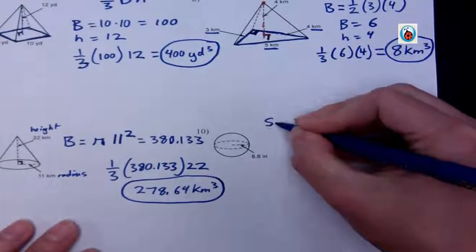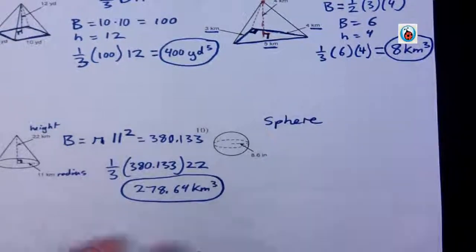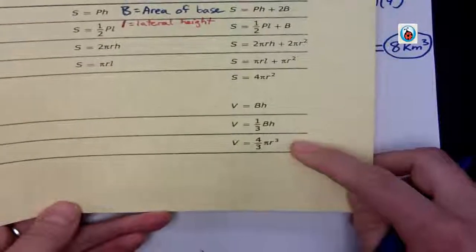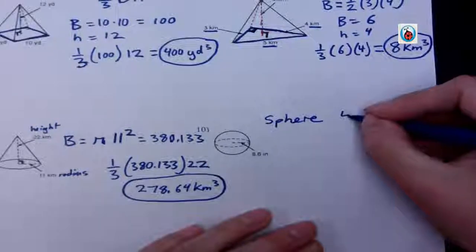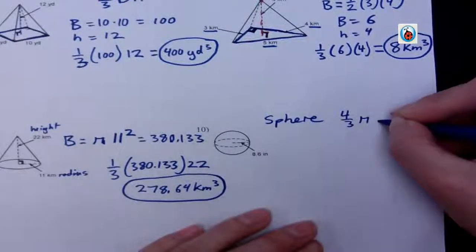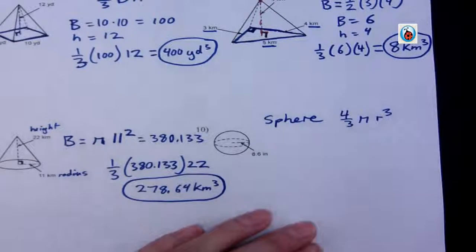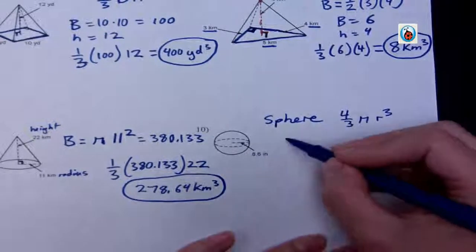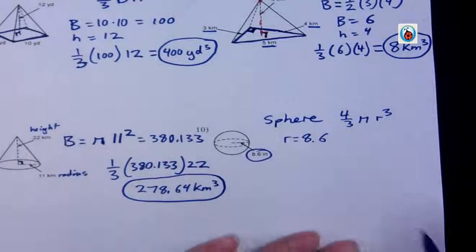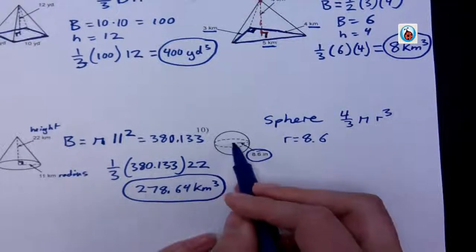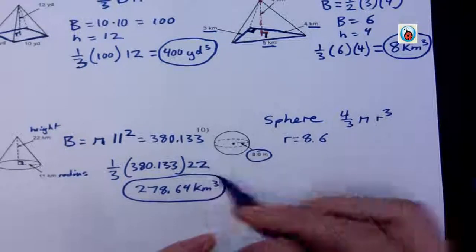Alright, and last of all, we have a sphere. And so the volume of a sphere is quite simple. It's just 4/3 pi radius cubed. And so the first time we have it cubed. And so here my radius just equals 8.6. Only number they gave me. Can't get mixed up, but do watch for whether they gave you radius or the whole diameter.